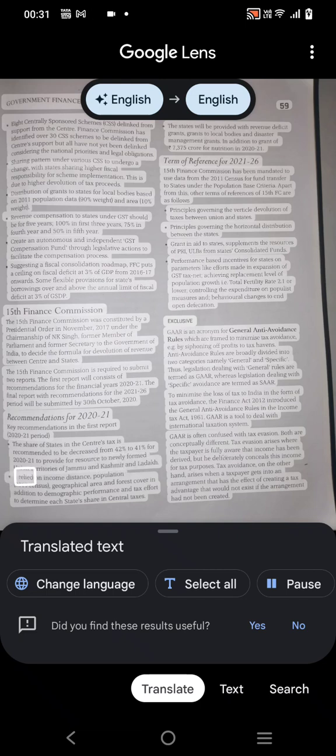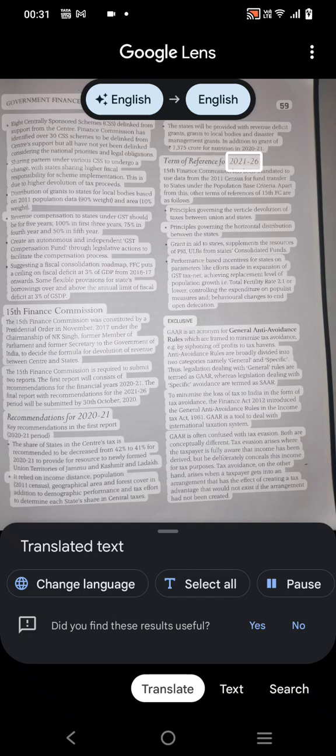It relied on income, distance, population, 2011 census, geographical area and forest cover in addition to demographic performance and tax effort to determine each state's share in central taxes. The states will be provided with revenue deficit grants, grants to local bodies and disaster management grants, in addition to a grant of 7,375 crore for nutrition in 2020-21.